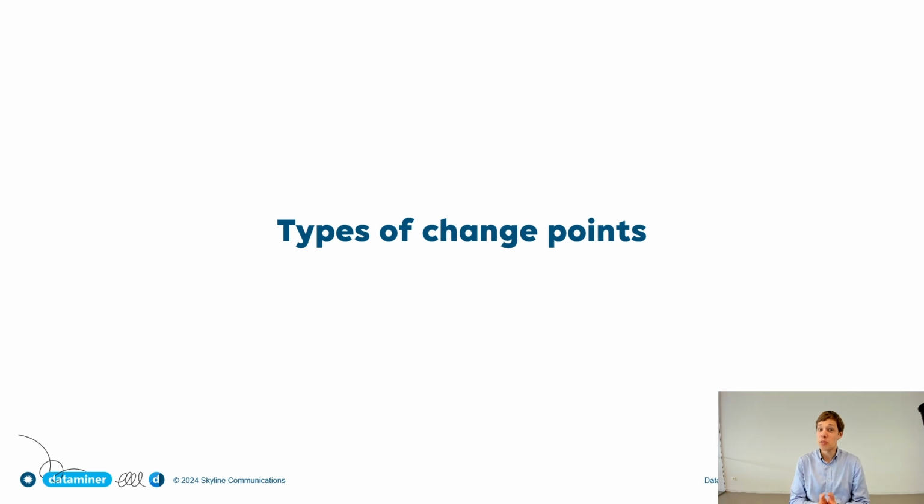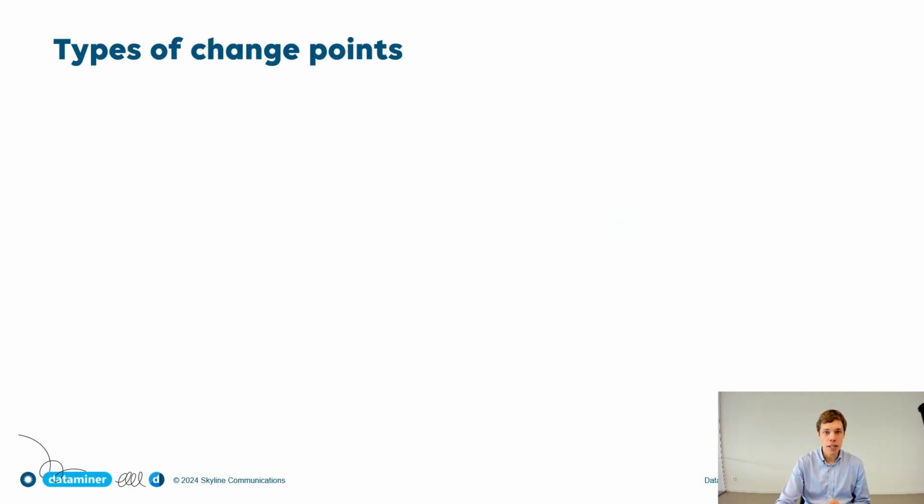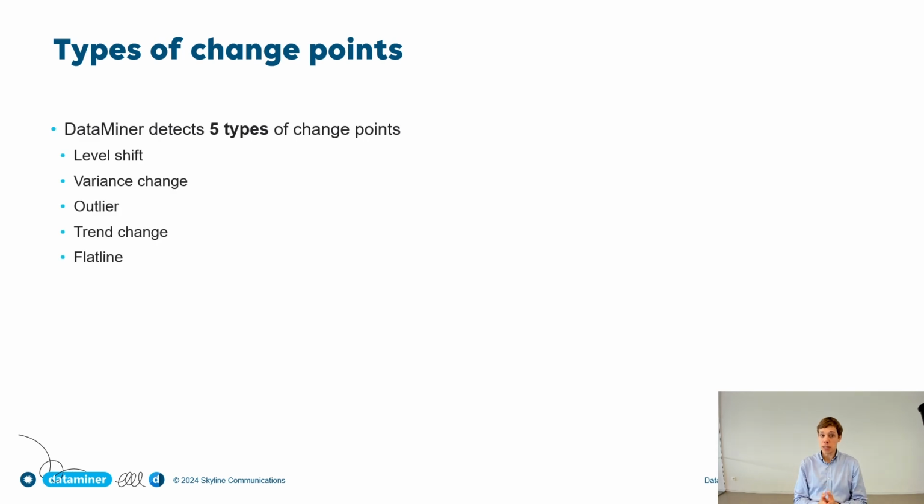In this video, I will give you an overview of all types of change points that you can detect with DataMiner. In the kata, you already saw two types that you can detect, the level shift and the variance change. Then in the exercise following the kata, you also encountered the outlier. In total, DataMiner can detect 5 types of change points. Next to the 3 that you already saw, you have the trend change and the flat line.